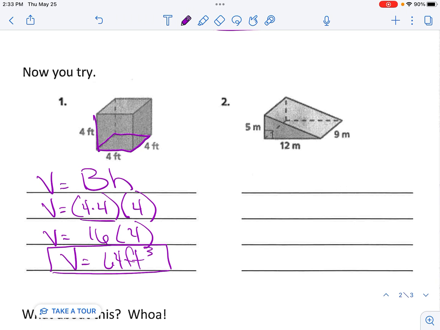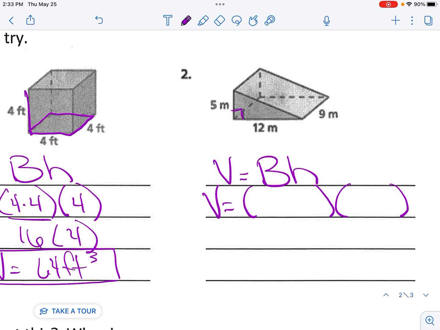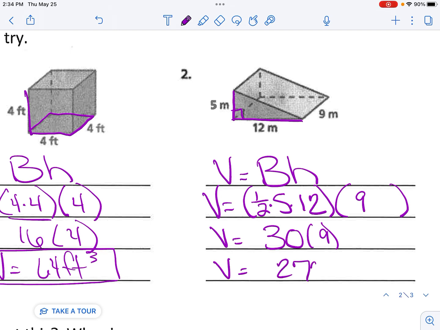Okay, this triangular prism, you have to find the area of the base, that triangle, first, then times the height. Look for the right angle. Base 12, height 5, so 1/2 times 5 times 12. 12 times 5 is 60, divided in half is 30 for the area of the base, times the height of 9 to get 270 cubic meters.